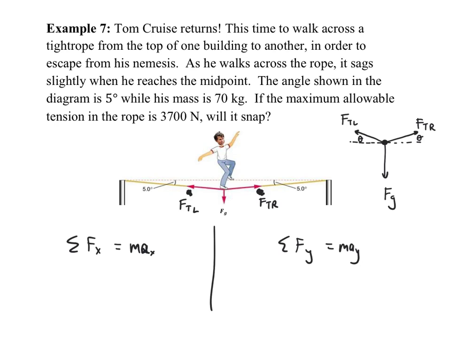So when we look at this problem, we say to ourselves, okay, this is interesting. We've got those two pulling in opposite directions. So it looks like we've got negative F_TL cosine theta, and then a positive F_TR cosine theta, and that's going to equal 0. Again, because the assumption here is that he's not accelerating. He's moving at a constant velocity as he walks, or he's stopped for a moment in the middle. Now, just take a look at this and think about it for a second.